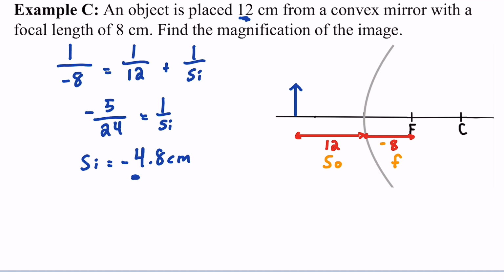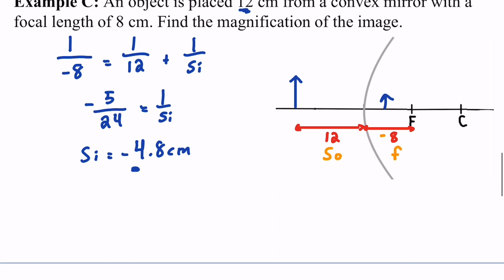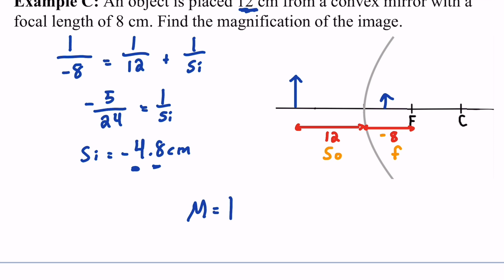Now, because this image distance is negative, I know it's a virtual image, which means it's on the opposite side of the mirror as the object. And I also know, because 4.8 is less than the object distance of 12, that this image is going to be smaller than the object. So the magnification here is going to be absolute value of the image distance of negative 4.8 over the object distance of 12, which gives a magnification of 0.4.